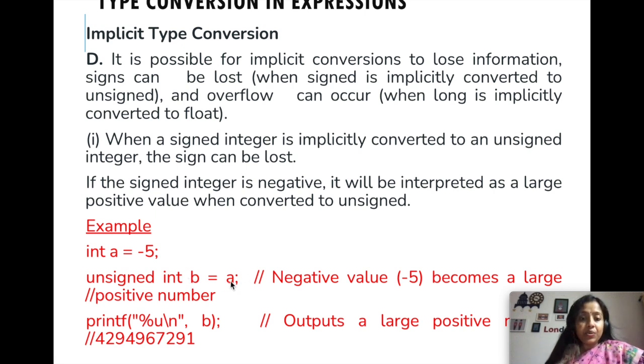A, as we know, was an integer. B, as we know, is an unsigned integer. So negative value is not allowed in unsigned integers. What happens here is that the negative value becomes a large positive number. And the output, if I print b now, I can see that the output is a large positive value which has no relation at all with -5. So dear students, what is the problem here? After implicit conversion, the original value is lost along with the sign.